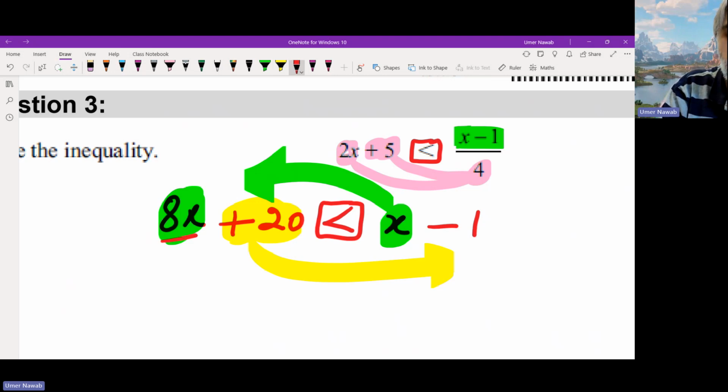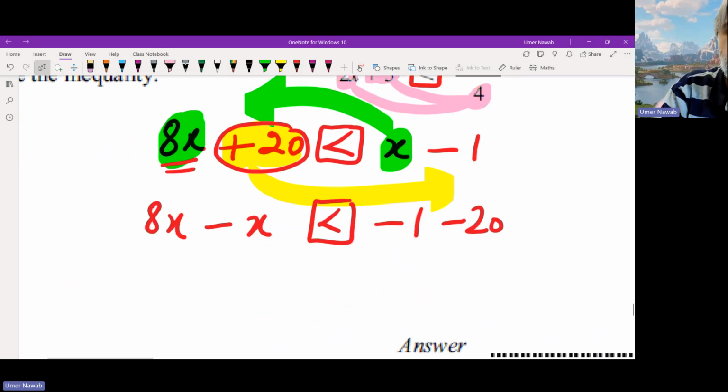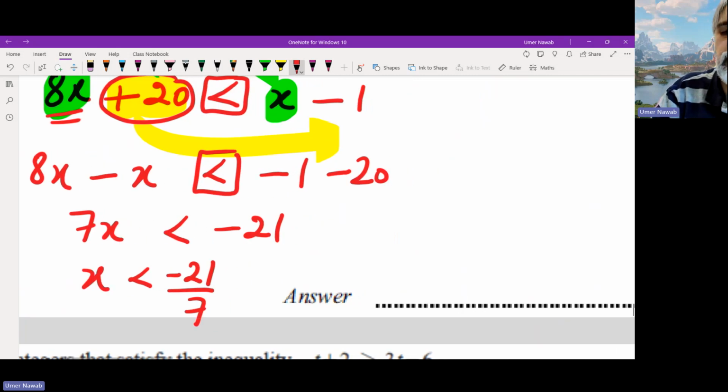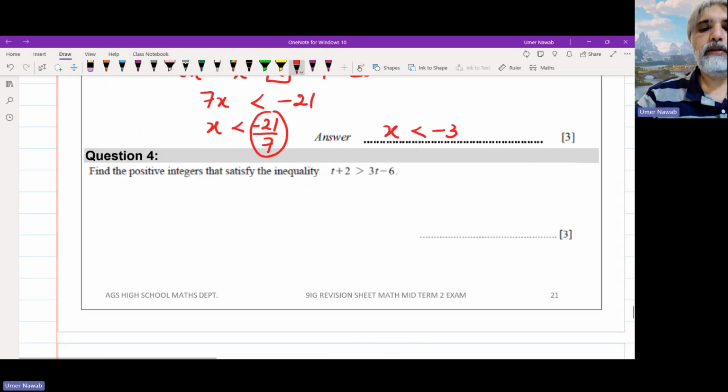So I'm going to copy 8x as it is, but plus x changes to negative x. Then I write less than sign. Minus 1 is already there. Plus 20 is shifted to the right. It becomes minus 20. Now 8x minus x will give you 7x less than negative 21, and then x is less than minus 21 over 7, and everyone knows, what is minus 21 over 7? That is equal to minus 3. So I got my answer.